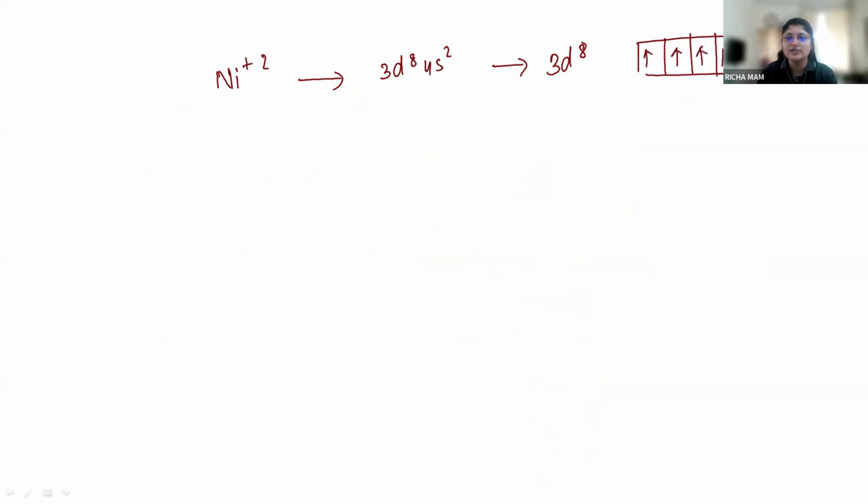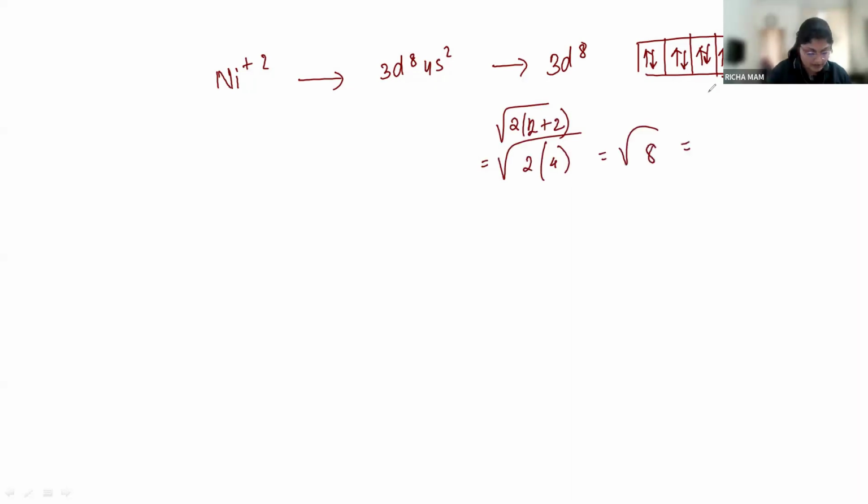Similarly for nickel plus 2. Nickel is 3d8 4s2, so nickel plus 2 means 3d8. Write the electrons 1, 2, 3, 4 first singly, then 5, 6, 7, and 8. How many unpaired electrons? 2. So 2 into 2 plus 2, which is 2 into 4, it is 8 again. Square root of 8 is 2.82 Bohr magneton. Are you getting the same? Yes, Nafiza has got the same.